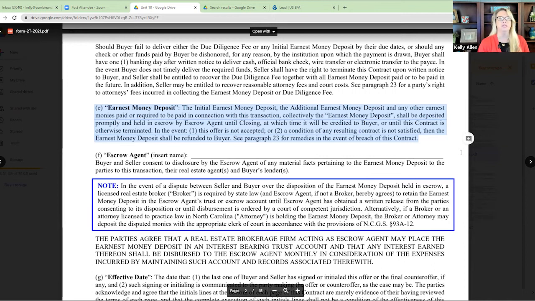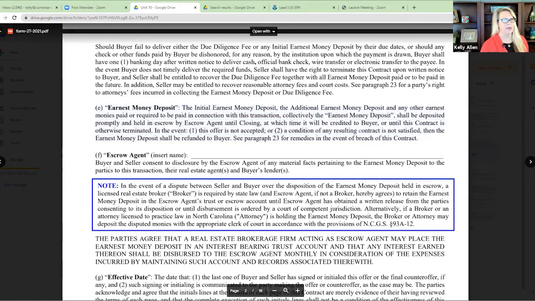Okay, here we go. Until closing, if the offer is not accepted, or if a condition of the contract is not satisfied, then the earnest money deposit shall be refunded to the buyer. And again, it's referencing paragraph 23, which we already went over, because it's so great to have that paragraph there that tells us exactly what's supposed to happen in the event that one of the parties breaches the contract. All right, let's keep going.